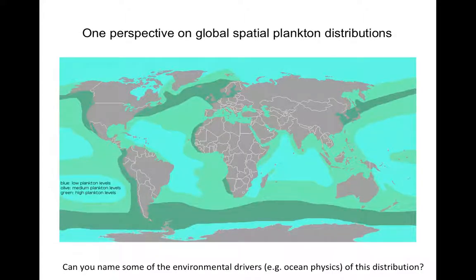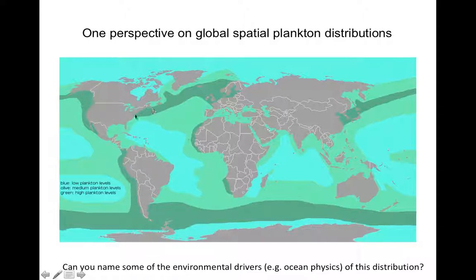So last of all in this lecture I'm going to talk about the distributions of plankton. So I showed you the global view as seen from satellite. This is another cartoon at one perspective of global spatial plankton distributions. And you can see straight away that the distributions are highly influenced by ocean physics. So plankton means drifter, so they're essentially at the mercy of ocean physics, and you can immediately see clear signals here.